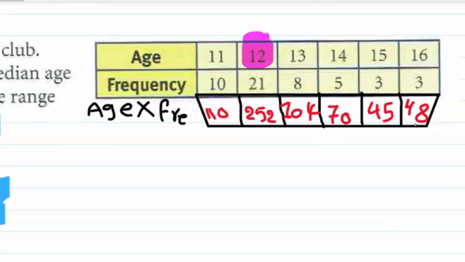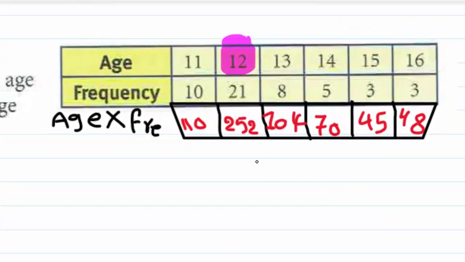We got the new row. Now we need to find the total frequency and the total of the new row. The total frequency is 50. The total of the new row.